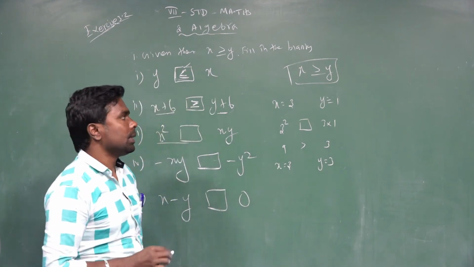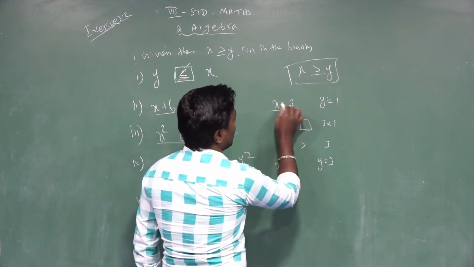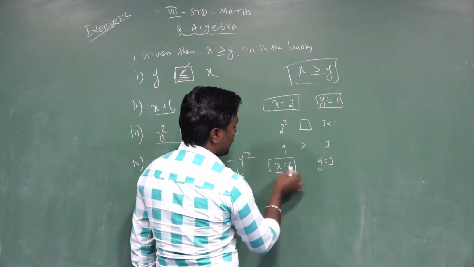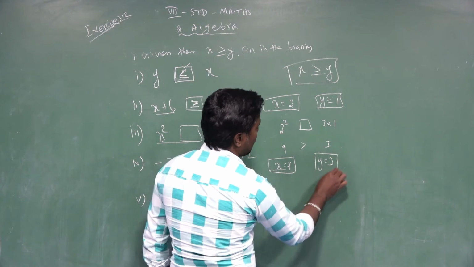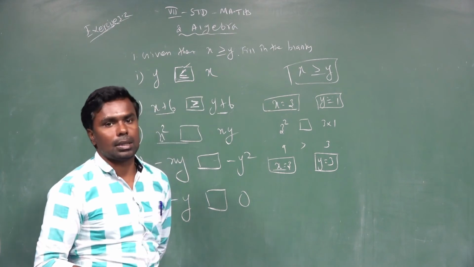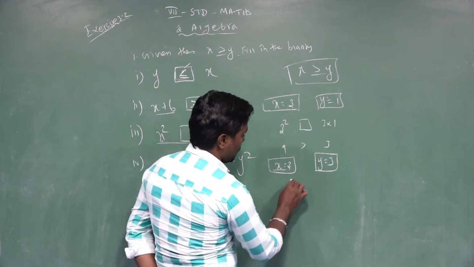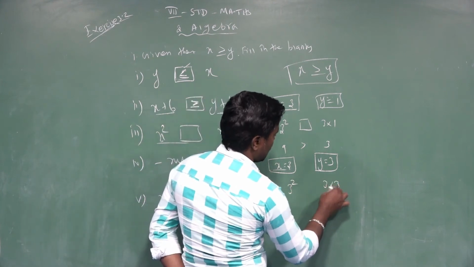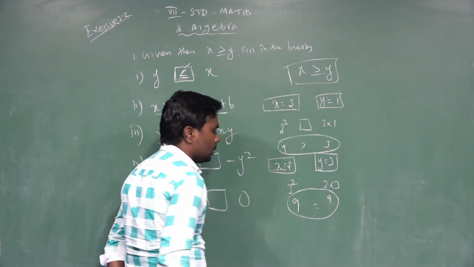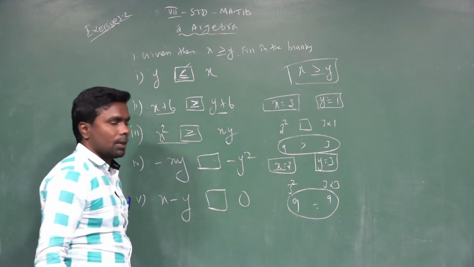Given that x is greater than or equal to y. The first time I will take x as the greater number and y as the smaller number. The second time I will take x is 3 and y is 3, because x is greater than or equal to y. Sometimes x is greater than y, sometimes it is equal to y. Now 3 square, 3 into 3 is 9. So x is greater than or equal to y. So use the greater than or equal to symbol.